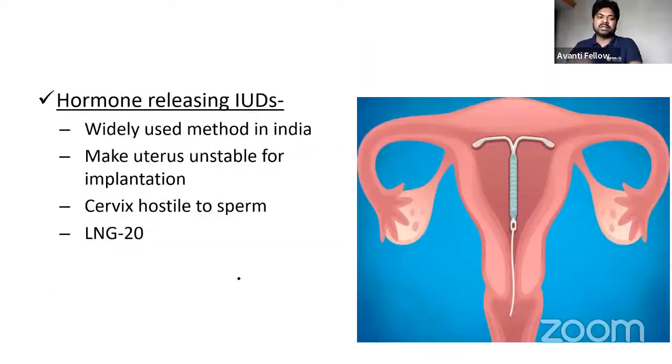So moving forward, the next part is the hormone releasing IUD. So you can see the hormone releasing here. It releases some type of hormone, and these hormones are useful to make the uterus unstable for implantation. These hormones keep releasing in the uterine region, and it is important to make it unstable for implantation. It is widely used in India, and the example is the LNG-20.